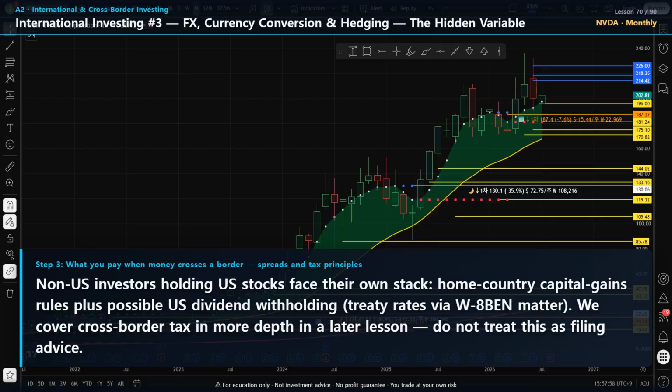Non-U.S. investors holding U.S. stocks face their own stack. Home country capital gains rules plus possible U.S. dividend withholding, treaty rates via W-8BEN matter. We cover cross-border tax in more depth in a later lesson. Do not treat this as filing advice.